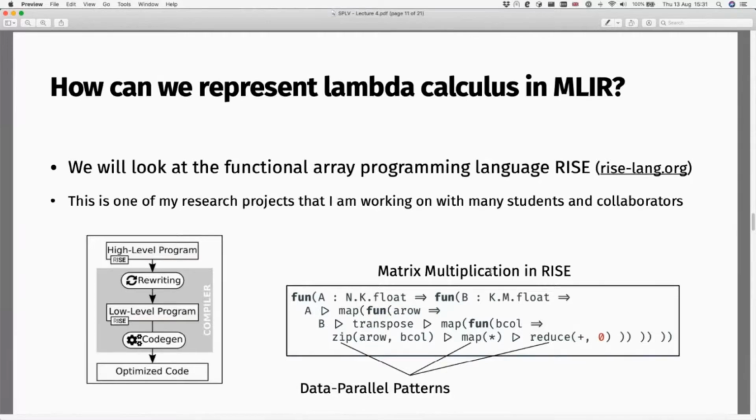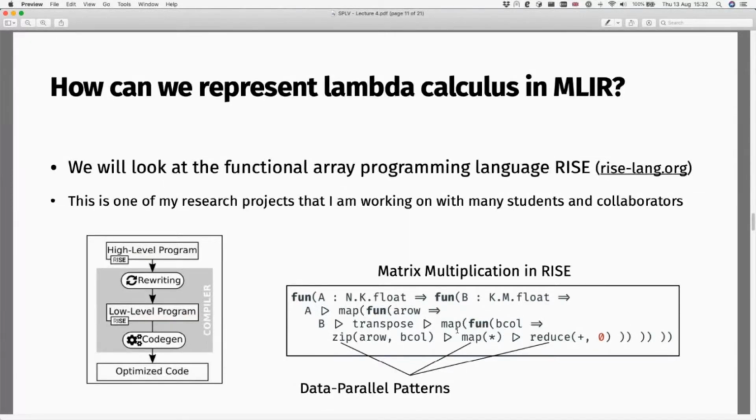And this here represents matrix multiply. So I'm just saying, for every row of A, for every transposed, so every column of B, I'm going to combine the row of A pairwise with the column of B, multiply every pair, and then add up all the elements in between. That here is what the dot product actually is, and that here just makes it work on two matrices.